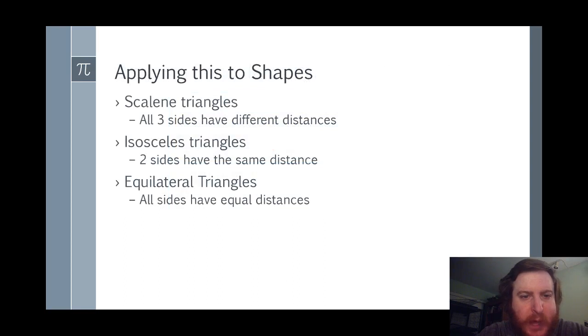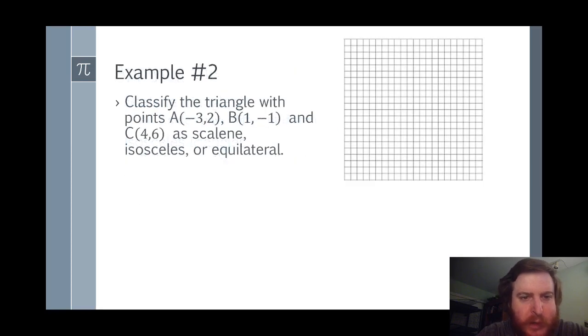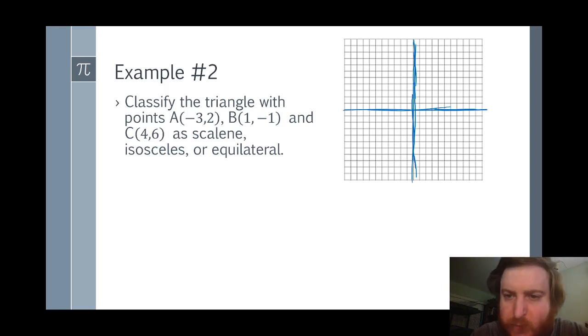So now we're going to apply that to shapes, right? So we're going to apply this to our scalene triangles, isosceles triangles, and equilateral triangles. So if we had an example where we wanted to classify a triangle as scalene, isosceles, or equilateral, we would want to graph that. So if you have graph paper, or you don't have graph paper, just create a graph on your paper. One thing to always watch out for is what a graph is counting by. I'm just going to count by ones, but if it's not counting by ones, you want to be careful.